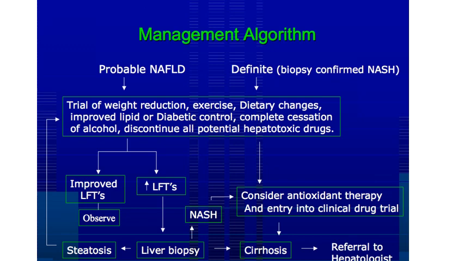What if there is, by biopsy, confirmed NASH? At this stage, we should consider antioxidant therapy and entry into clinical drug trial. If liver biopsy shows cirrhosis, we have to refer to a hepatologist.